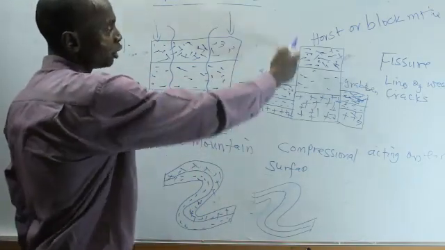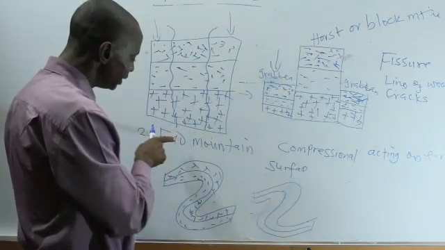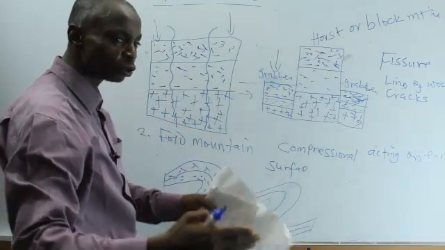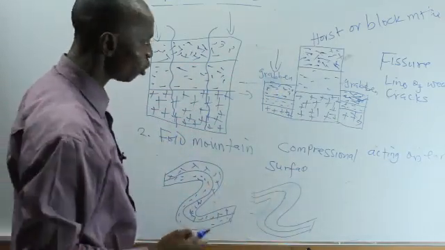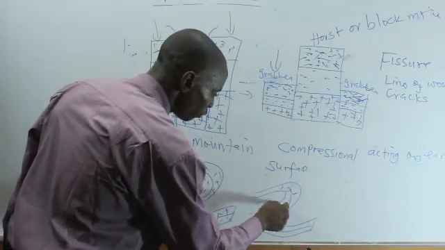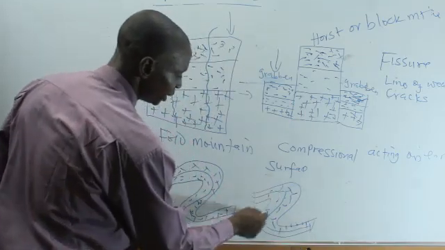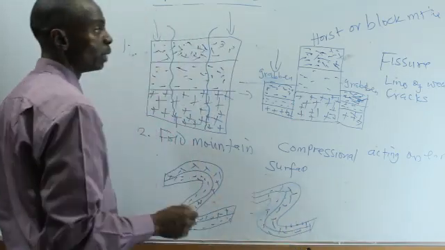This one is as a result of two lateral lines of weakness, but this one is as a result of what? Compressional forces, leading to this type of structures on the earth surface. This type is called fold mounting.